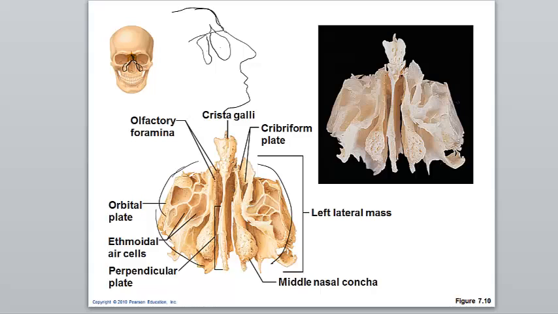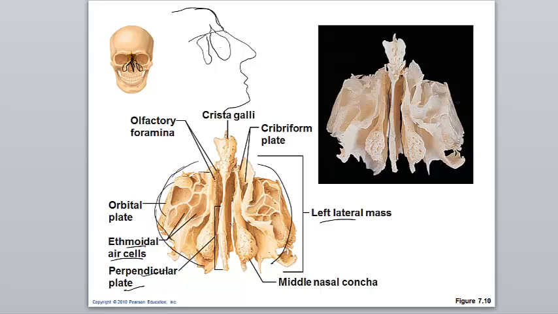In the center, you have a straight plate. It goes straight down. That's as straight as I can go. This is the straight plate that I drew right in the center, right here. That straight plate going down is what we call the perpendicular plate. And this mass over here is called the left lateral mass and right lateral mass on the side. This mass contains empty spaces within the bone called ethmoid air cells. They're basically tiny sinuses, hence they call them air cells.